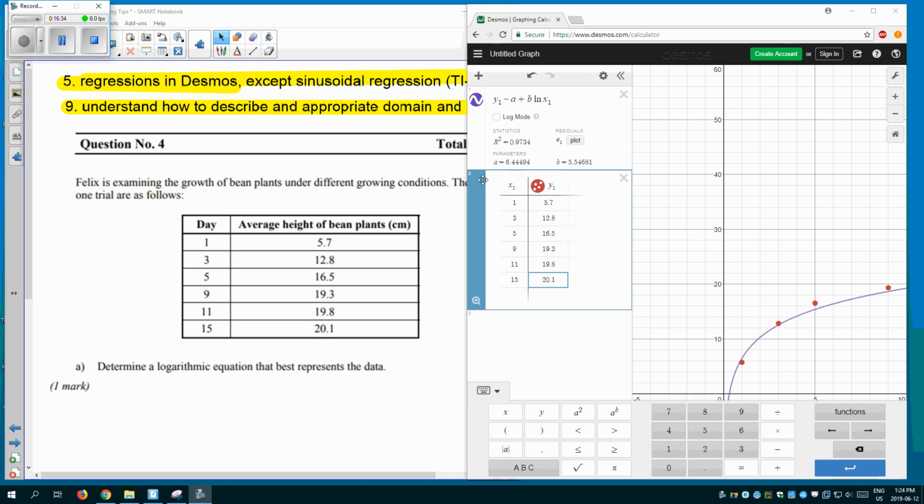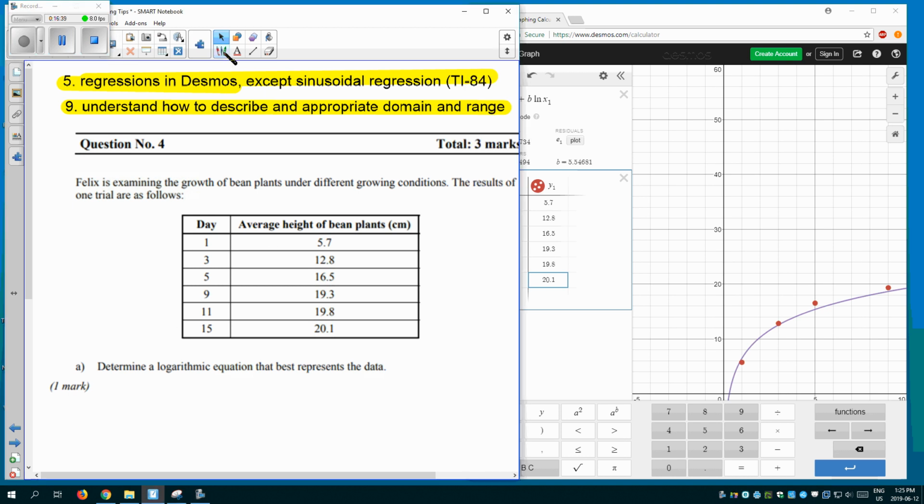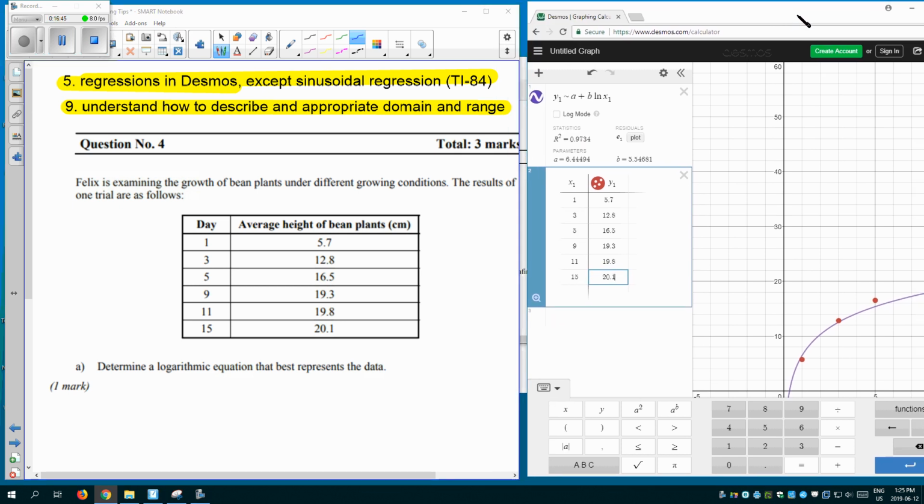But we now need to write down our equation. That is one of the next steps. So I'm just going to get my pen going here. Make sure you can see everything you need to see. So remember your formula was y equals, and then you had to write down a value for a. So our value for a is 6.44 rounded to 2 decimal places. And you have to go plus, and you have to write down a value for b, 5.55. I had to round the 4 up to a 5. And then ln x. And that gets you 1 mark.